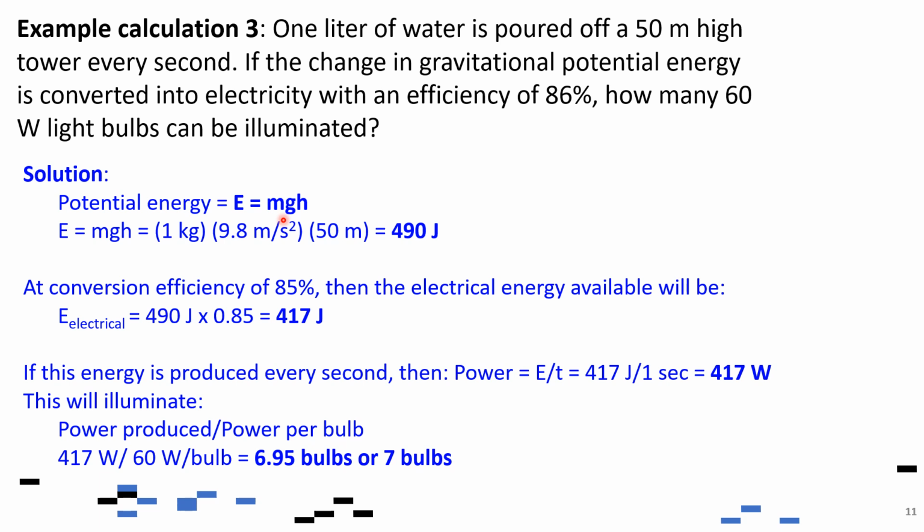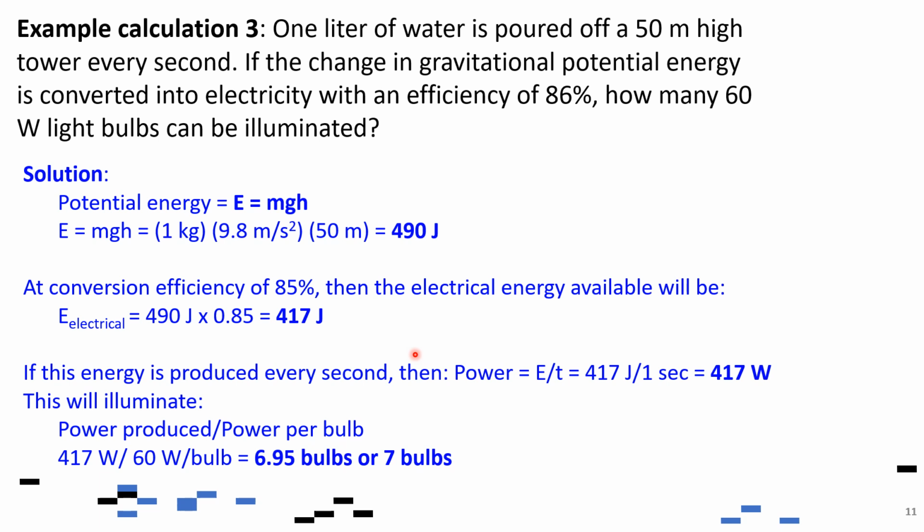And then we have the gravity of 9.8 meters per second squared, and the height is 50 meters. So the energy produced is 490 joules. And then we are given an efficiency. In this case, the efficiency is 85%. With that efficiency, we can calculate the electrical energy.